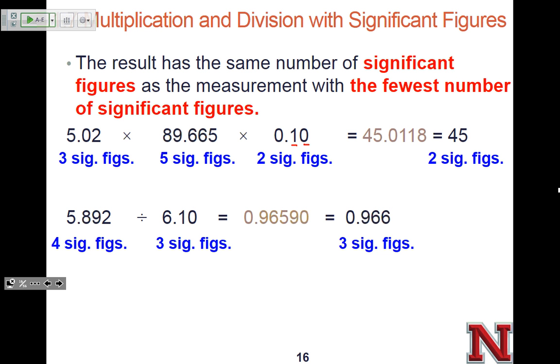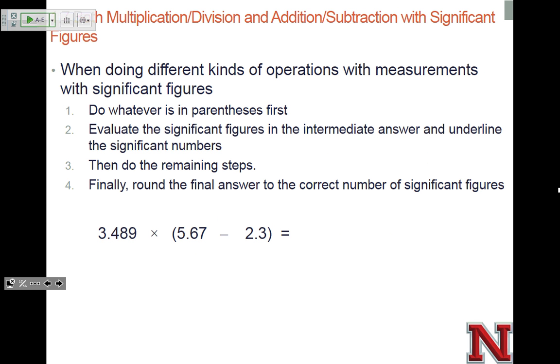So what if you were adding and subtracting? What do you do if you're doing all of that? So let's look at what we do if we're doing multiple things with a calculation. So when doing different kinds of operations, as far as coming up with the numbers, you learn this in math. We're going to do what's in parentheses first. In this case, we'll do the subtraction.